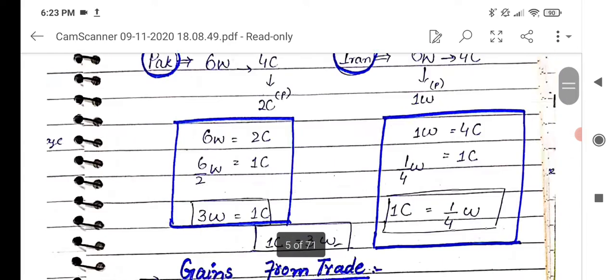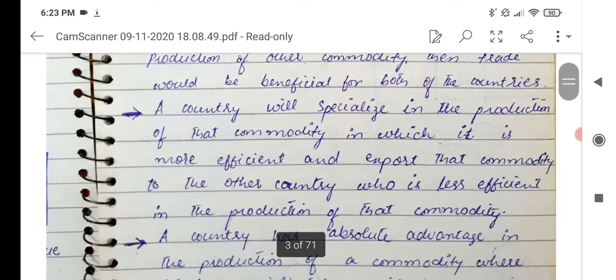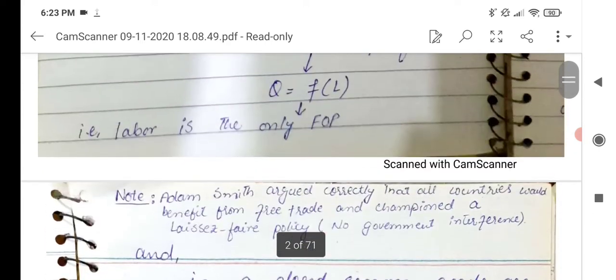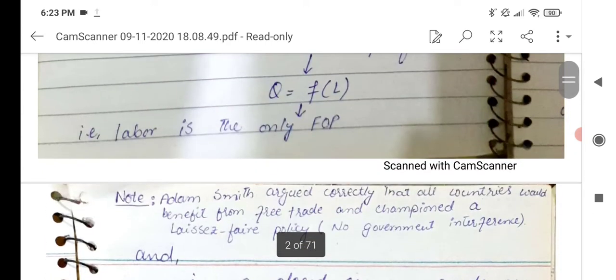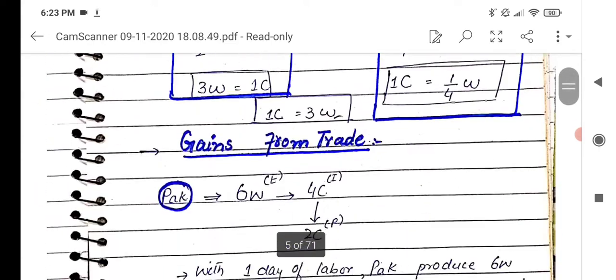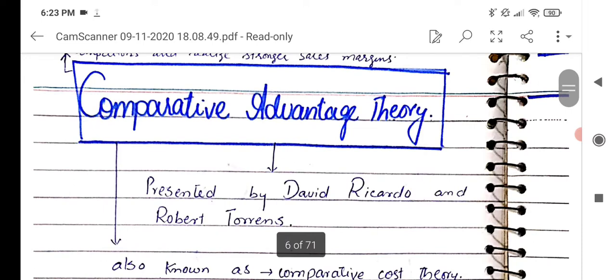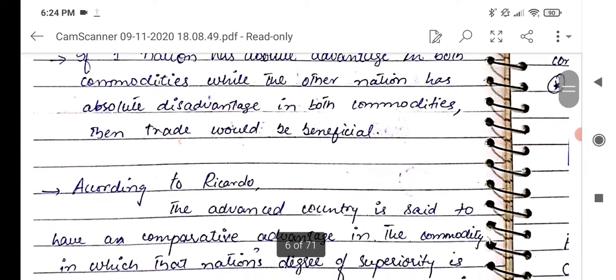As we know, in absolute advantage theory, if a country has absolute advantage in one good and absolute disadvantage in the other good, then it exports the good in which it has absolute advantage. But in comparative cost theory, a country has absolute advantage in both commodities, not in just one commodity.